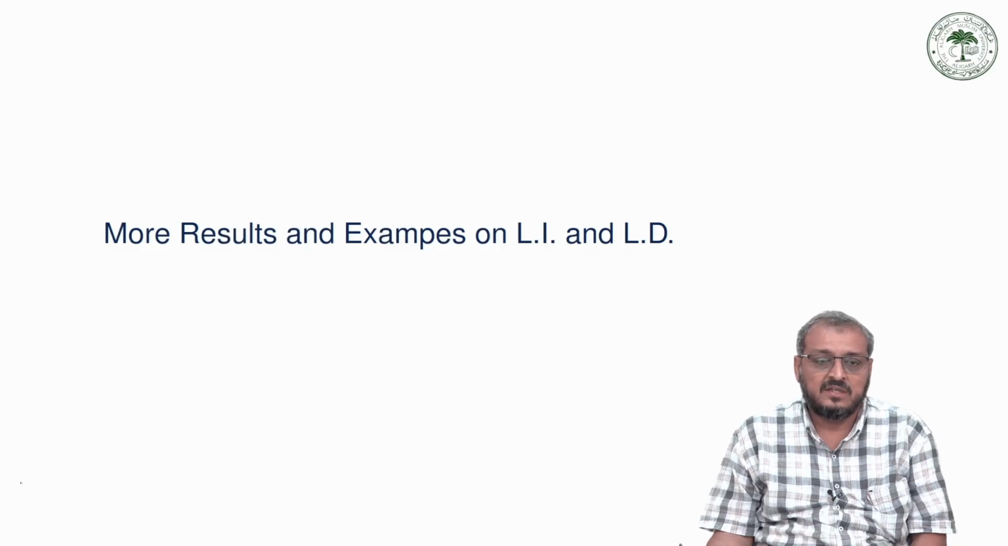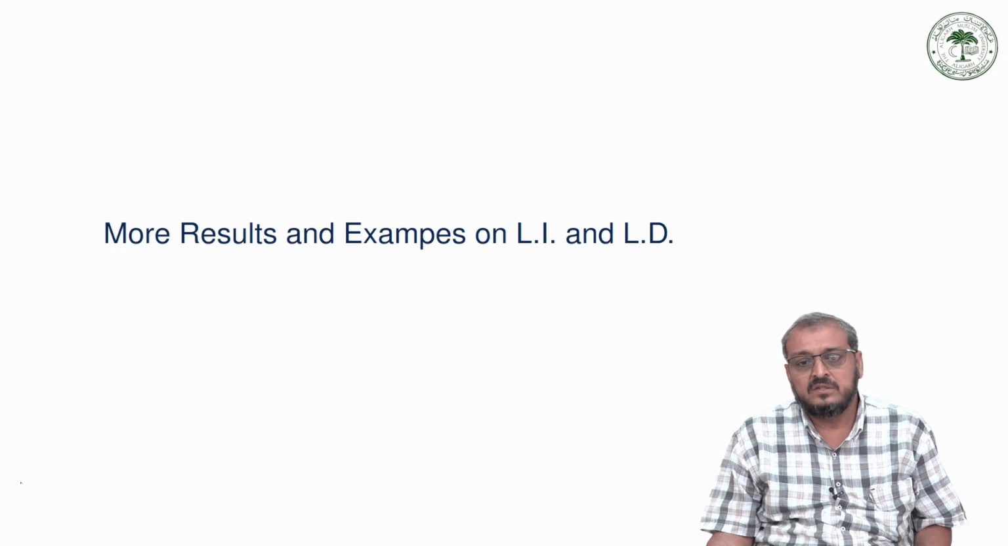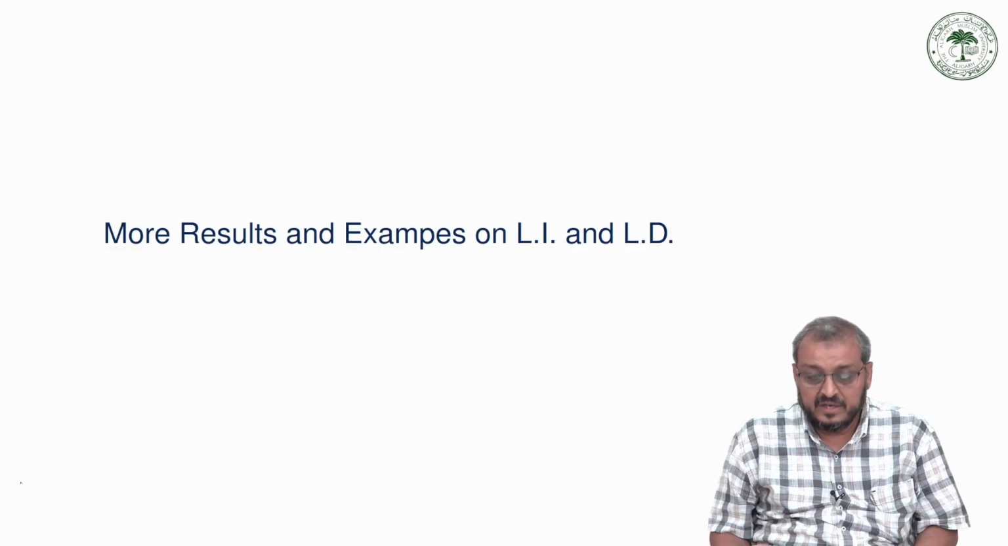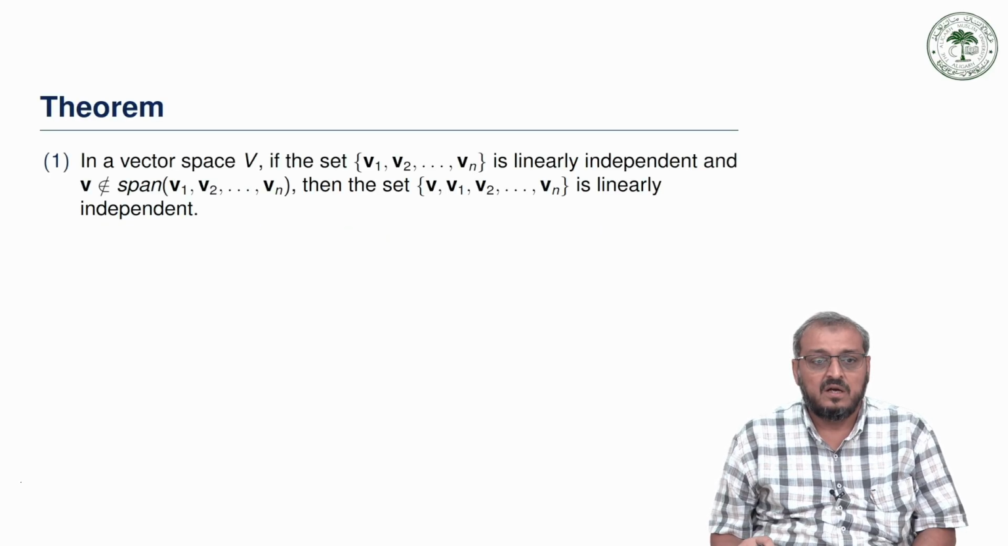Students, in the last class we discussed some properties of linearly independent and dependent sets and proved some results. In this class today we will prove some more results, and in the end we will look at some different types of examples where we try to find whether vectors are linearly independent or dependent. Okay, let's begin with the result.